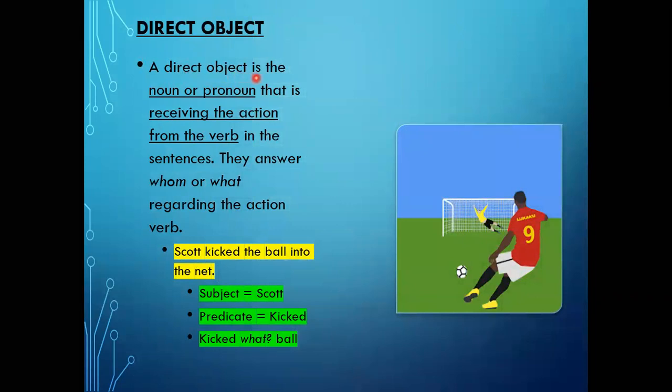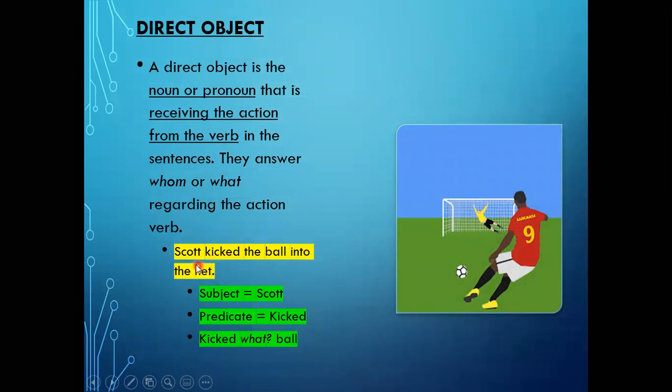A direct object is the noun or pronoun that is receiving the action from the verb in the sentence. नाउन या प्रोनाउन जो रिसीव कर रहा है यानी कि ले रहा है एक्शन फ्रॉम द वर्ब उसको बोलते हैं डायरेक्ट ऑब्जेक्ट. How is it going to be? See the example over here. Scott kicked the ball into the net.